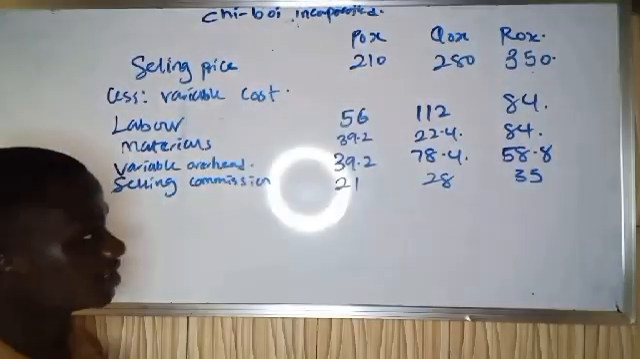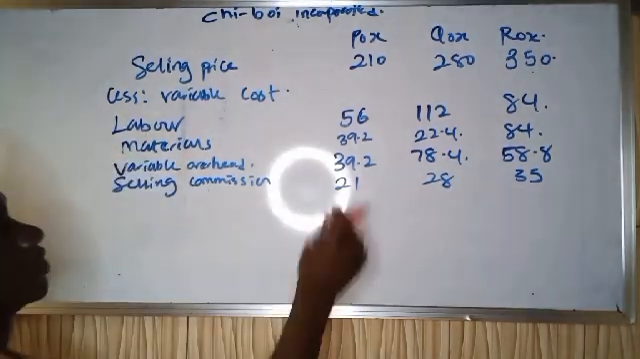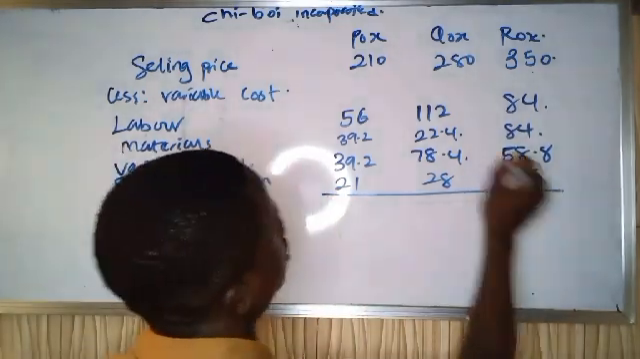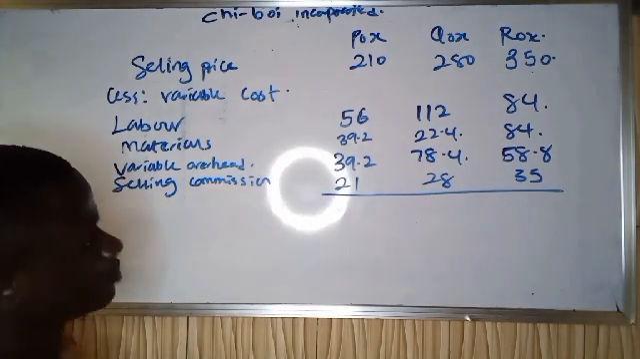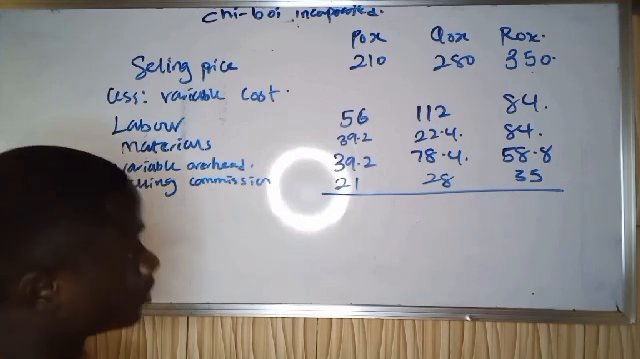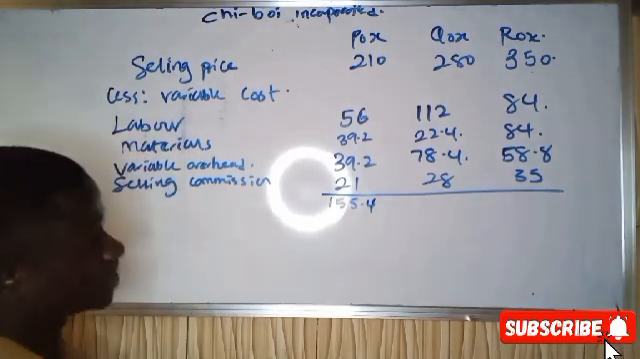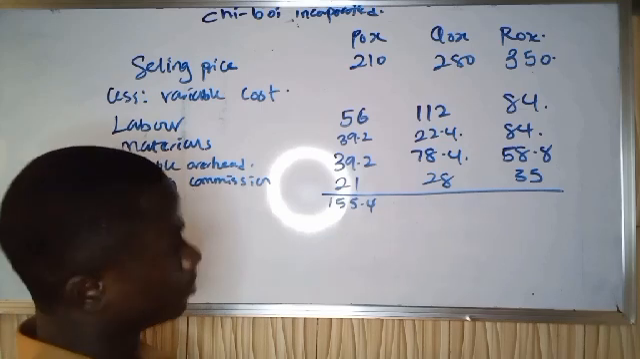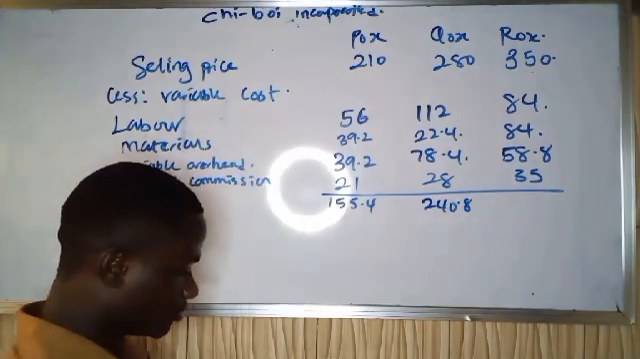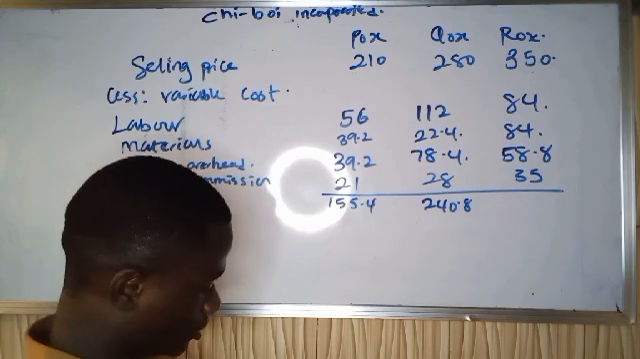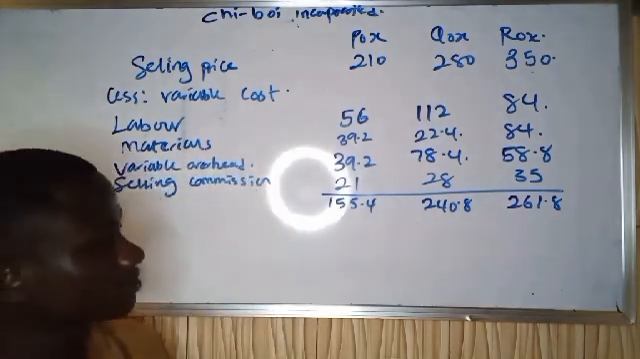So now, the next thing we need to do here is to calculate our contribution per unit. Before we can calculate our contribution per unit, let's first sum all our variable costs of production. So if we add all our variable costs of production, that will be 56 plus 39.2 plus 39.2 plus 21, that gives us 155.4. Same thing, 112 plus 22.4 plus 78.4 plus 28, that'll be 240.8. And for the last one, we have 84 plus 84 plus 58.8 plus 35, that'll be 261.8. So this is the variable cost of producing the 3 units.